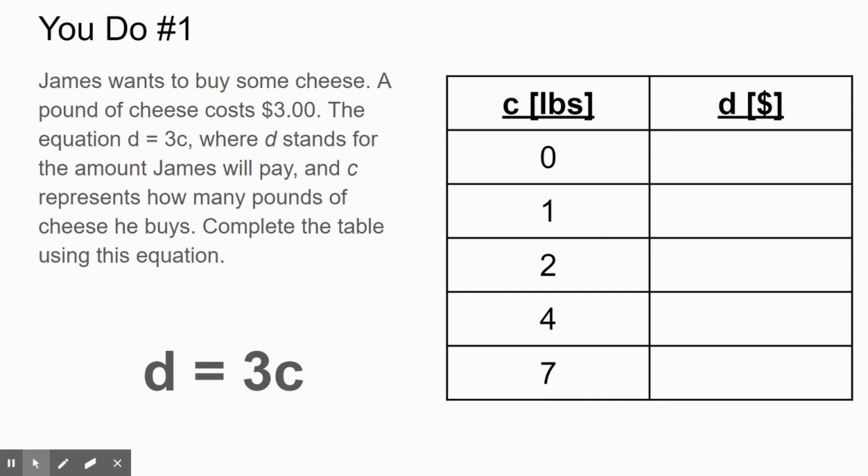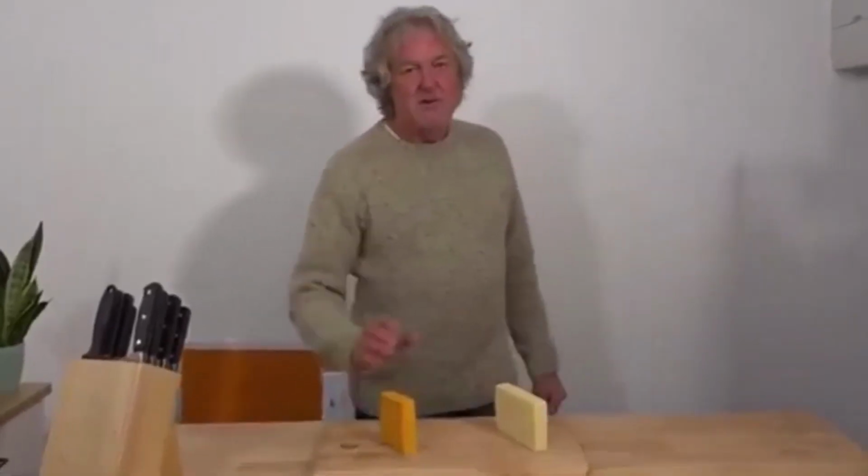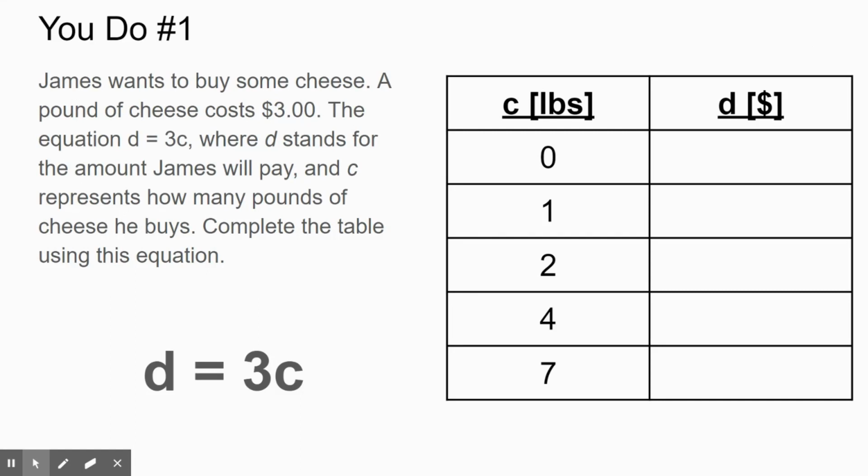We're going to give it some real-life application by making it into a word problem, although I promise you it's not that bad. So, James wants to buy some cheese. A pound of cheese costs $3. The equation D is equal to 3C, where D stands for the amount that James will pay, and C stands for the amount of cheese he buys.